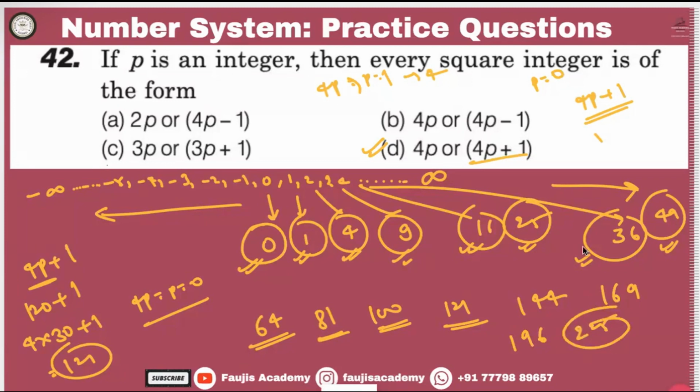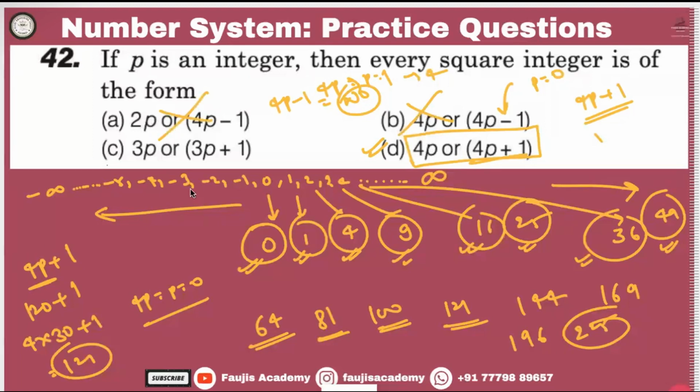So what we could observe over here is that squares can be written in the form 4P or 4P plus 1, right? Can we write it in 4P minus 1 form? No. Even if you do, can we reach 9 by using 4P minus 1 or even 4P? No, we cannot reach. So 4P minus 1 cannot be your answer.